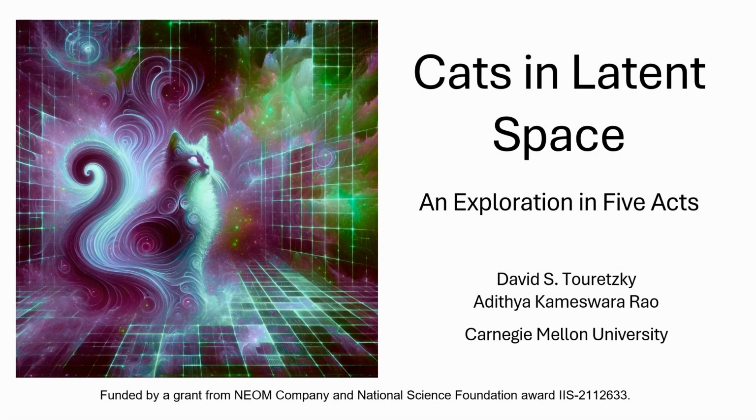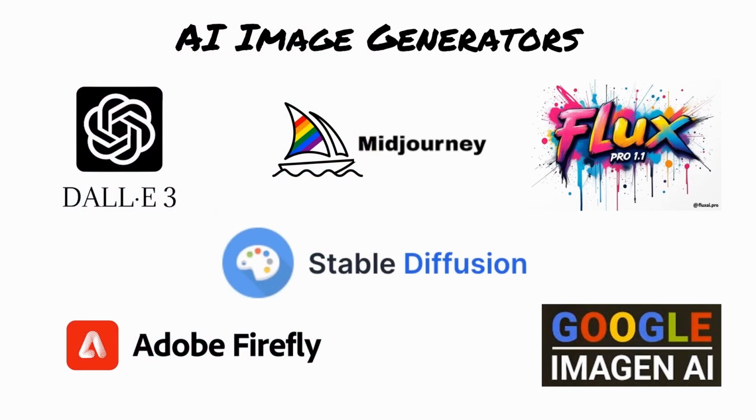Cats in Latent Space, an exploration in 5 acts. How do AI image generators such as DALL-E, Midjourney, Stable Diffusion, or Adobe Firefly turn text into images? They're all based on a type of neural network called a diffusion model. In this video, we're going to explore how diffusion models work.